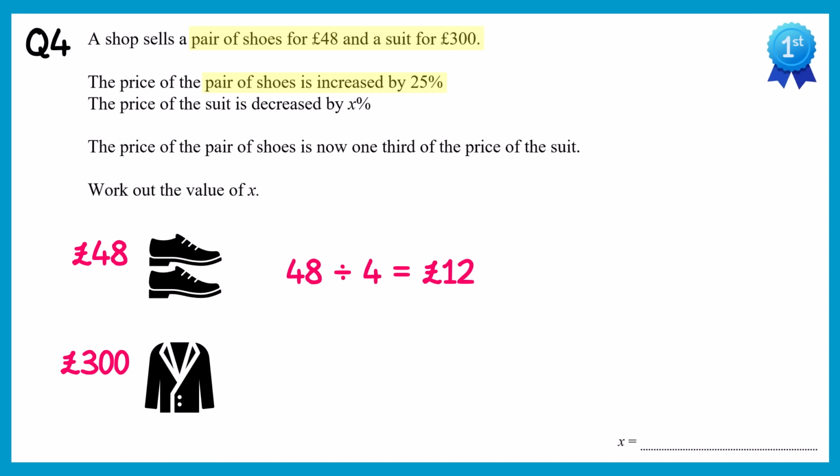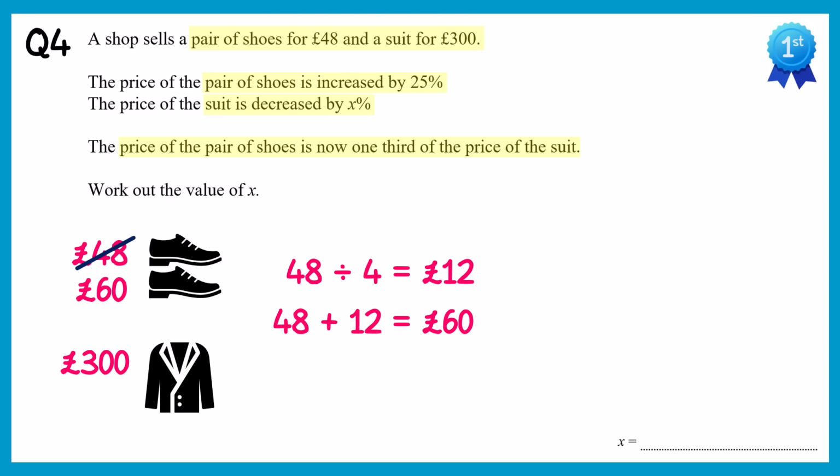But the shoes are going to be increased by this price, so we need to add that on to the original price of 48. So 48 plus 12 is 60. So the shoes no longer cost £48, they now cost £60. We're then told about the suit. The price of the suit is decreased by X%, but since we don't know what X is, we can't use this right now. We're then told the price of the pair of shoes is now 1/3 of the price of the suit. So the new price of the shoes, which is 60, is 1/3 of the new price of the suit, which we don't know.